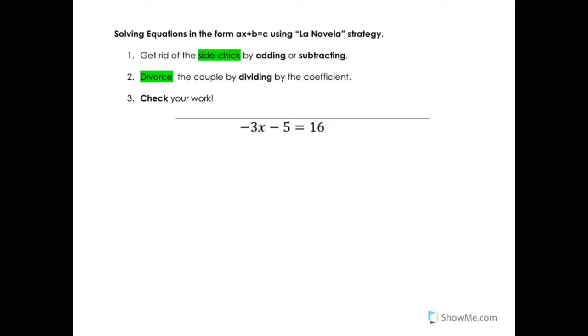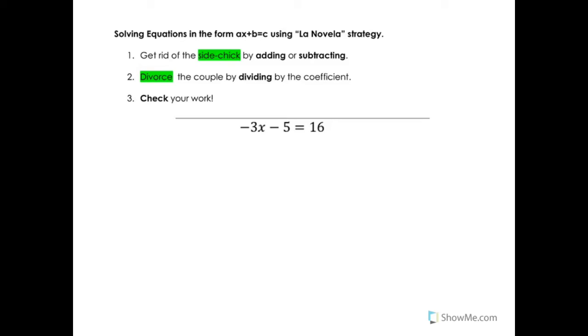So here's another example where again we have a couple and we also have our side chick that's trying to get in between this couple. Okay, so now our job is to figure out what the value of x is by using the novella strategy and getting that variable by itself. We're going to get rid of our side chick and then we're going to go ahead and divorce our couple.